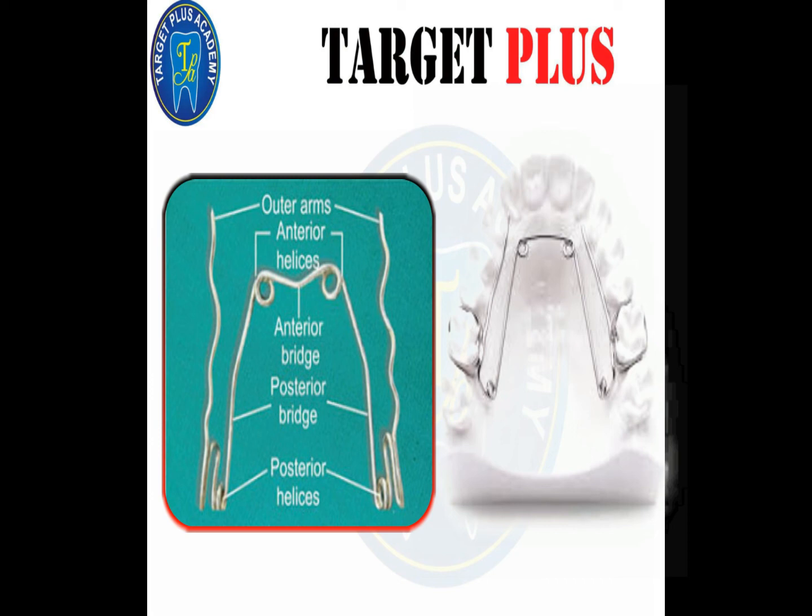The free wire ends that are usually adapted close to the premolar teeth are the outer arms. So the outer arms are soldered to the molar band. This appliance is capable of producing differential expansion, so it can be activated to produce different expansion levels in the premolar and molar region.